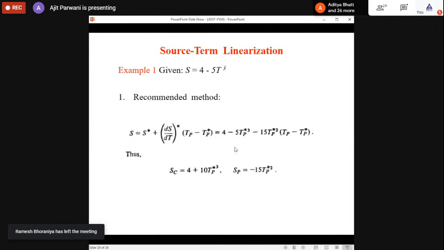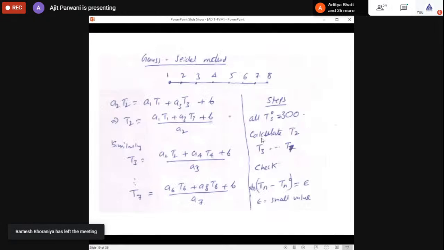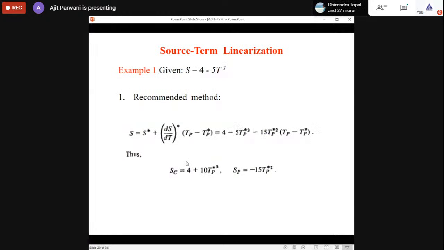So what does this Tp star mean? Like we have solved with the Gauss-Seidel method, if we go through the iterations and check, the previous value of the temperature is known to us. Since it is known to us, we put it into the constant source term: SC plus SP Tp.